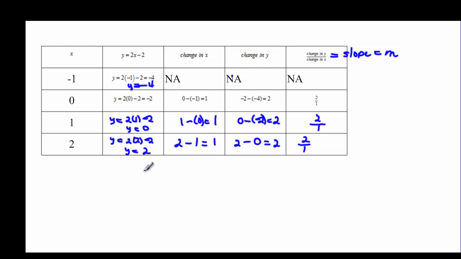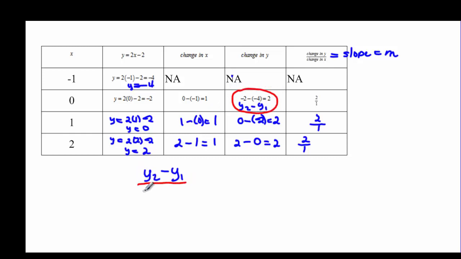Well, there's a formula for that. It's called y2 minus y1. That's exactly what we did here. This was my y2 and this was my y1. Negative 2 was my y2 and negative 4 was my y1. Okay? So that's the first part of my formula down here.